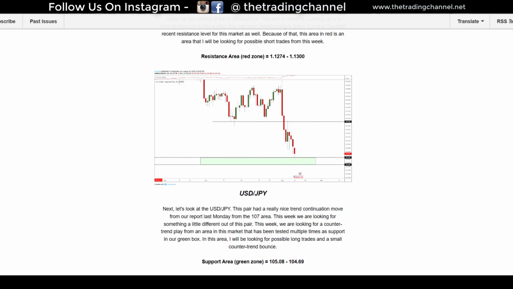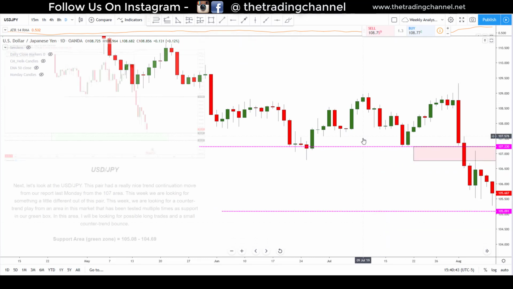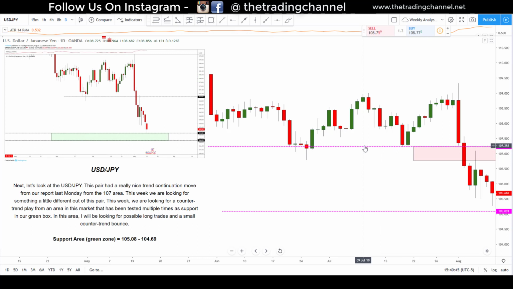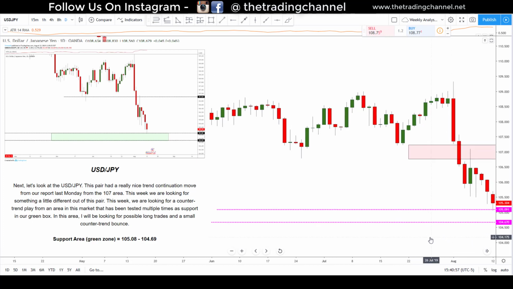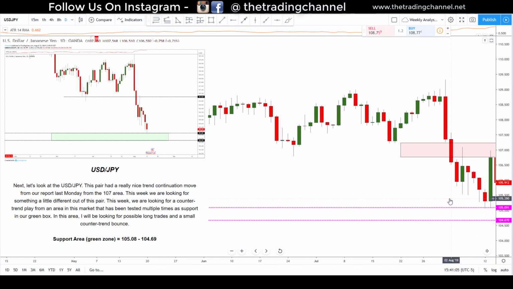Let's go over to the chart. 105.08 is right there, between that and 104.69, which is right there. So in this area is where I said that I was expecting the market to hit and have a rise from, a bounce, a counter trend push to the high side. As the market comes into that area, what happens? The market gets a counter trend push to the high side.